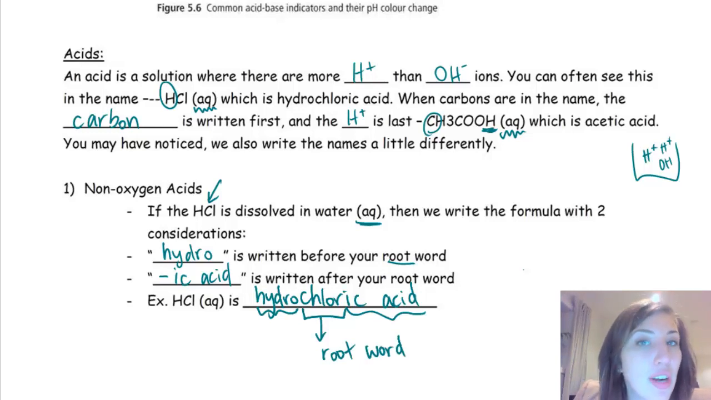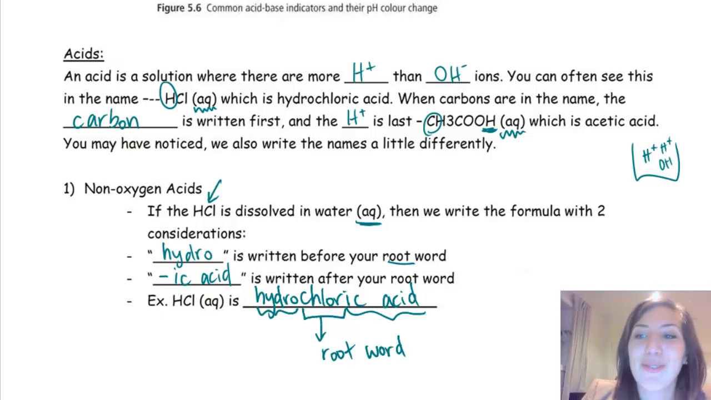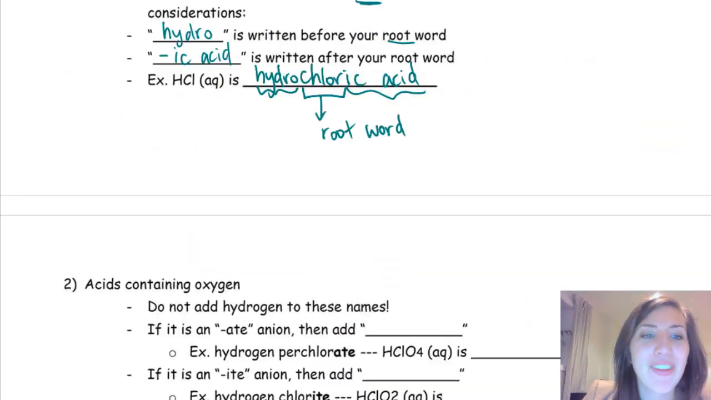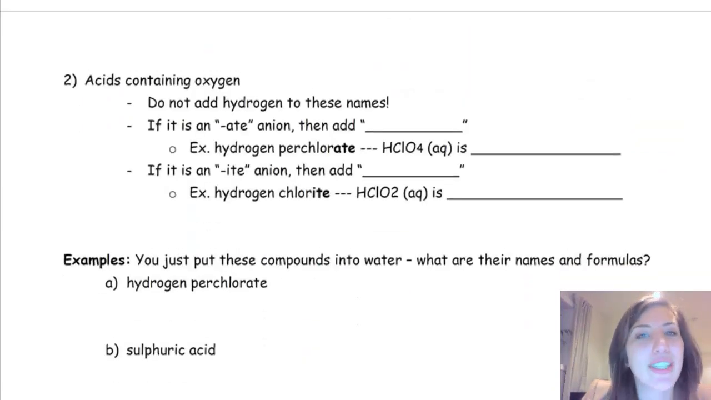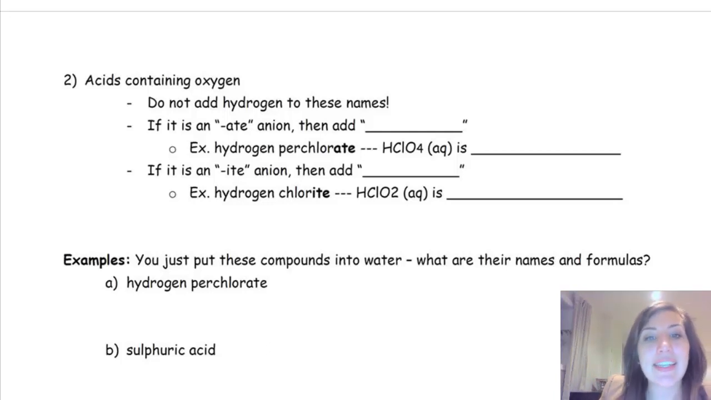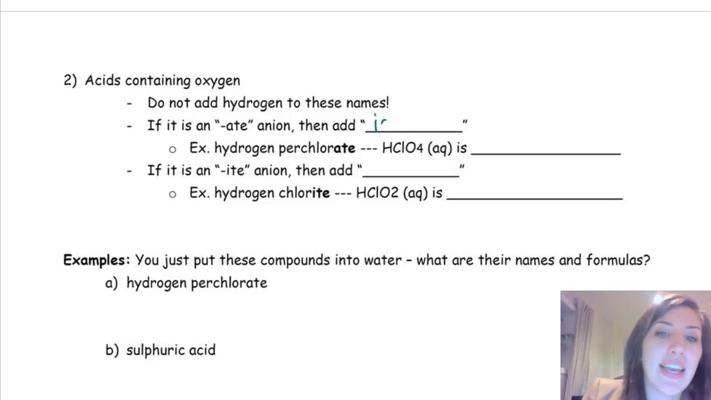So hydrogen chloride is how you would write it if that substance was just by itself. As soon as you put that substance in water, it's an aqueous solution and you must call it its acidic name of hydrochloric acid. So don't get mixed up. It's really tricky. So sometimes your acids will contain oxygen. And in that case, you don't put hydro in the beginning. Don't add the hydrogen to those names. So if your name has an ate with it, so chlorate, then you're going to add the ic acid when it turns into an acid.